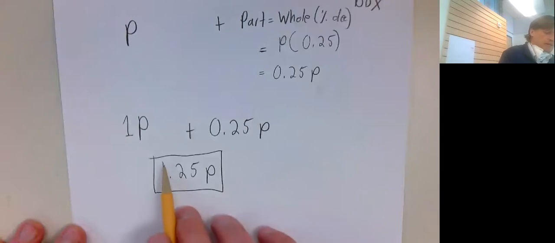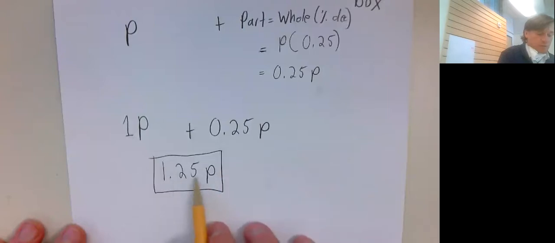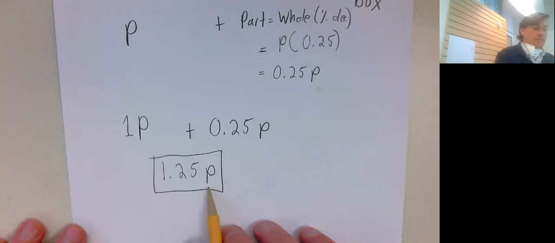So the way I think of this is 1, right? That's our starting point, 1P. We're increasing it by 25% or 0.25. We combine the 1 and the 0.25 together, and the P goes along for the ride. So whatever amount that we started with in the box of pasta, we're going to multiply that by 1.25, and that's going to give us a 25% increase. And that's all I got.